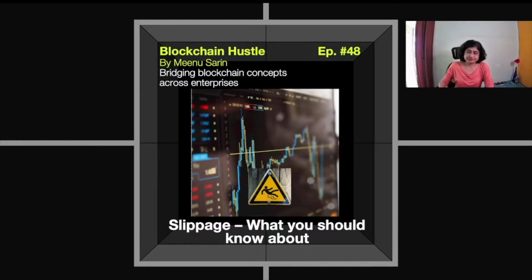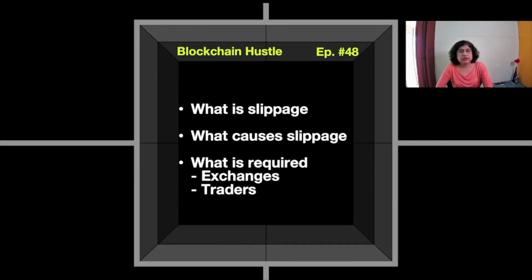So here goes. What I plan to do here is cover three concepts. The first one is what is slippage? The second one is what are the factors due to which slippage is caused, that is, what causes slippage? And the third one is what do we need to do to address slippage? For this, I look into slippage from the context of two key stakeholders: one, exchanges, and the second one, traders. So let's start with what is slippage.